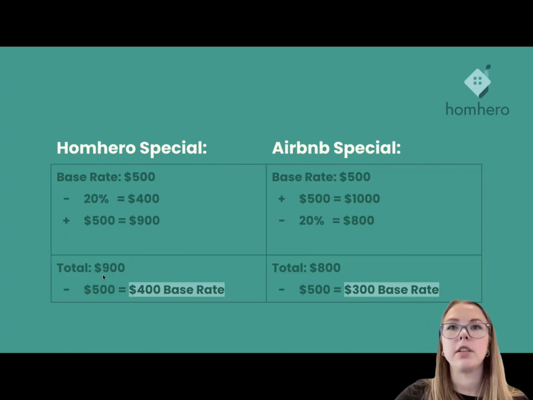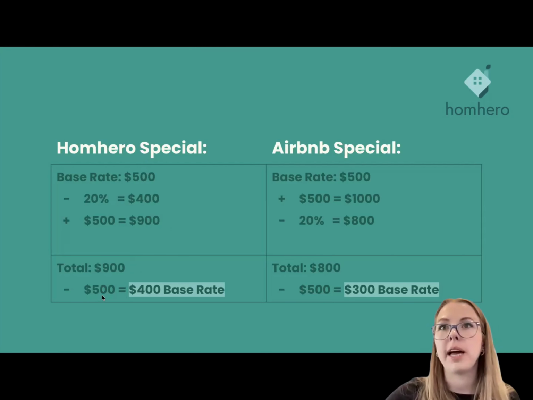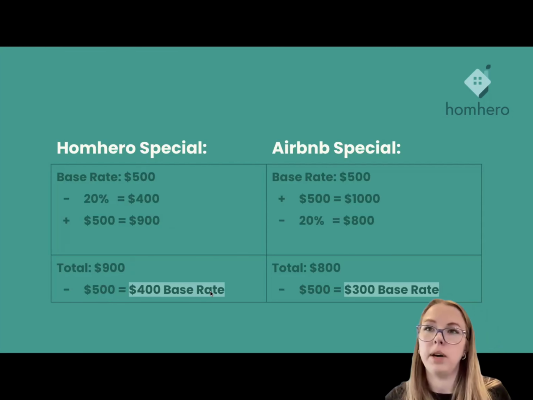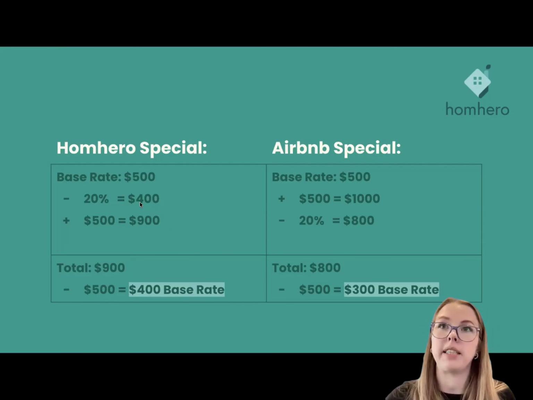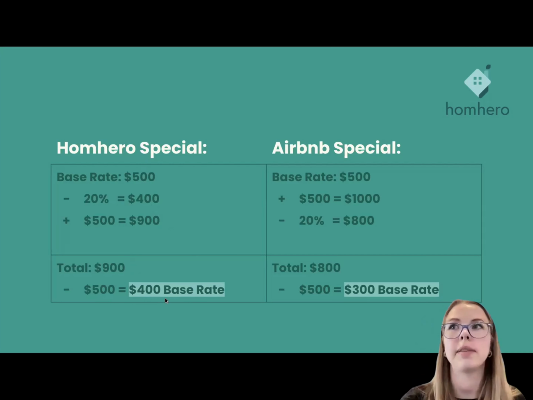Okay, so when you get your booking of $900 and you separate the $500 packages, you're left with the $400 base rate, just like you expected. Okay, you discounted it to get to that $400 as you thought.